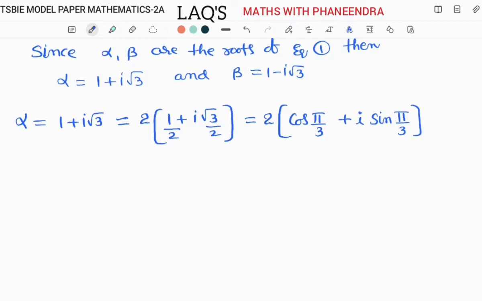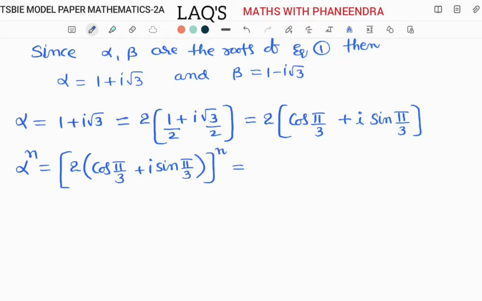Similarly, before that only you can calculate alpha power n. So 2 power n, cos pi by 3 plus i sin pi by 3 whole power n. By using de Moivre's theorem, cos pi by 3 plus i sin pi by 3 whole power n can be written as cos n pi by 3 plus i sin n pi by 3. So this is the value of alpha power n.